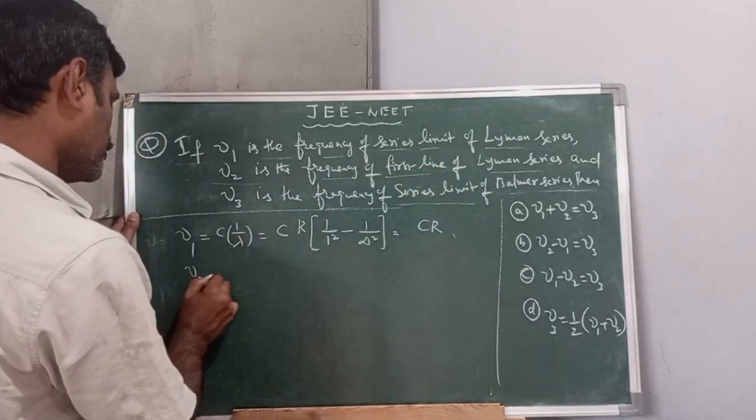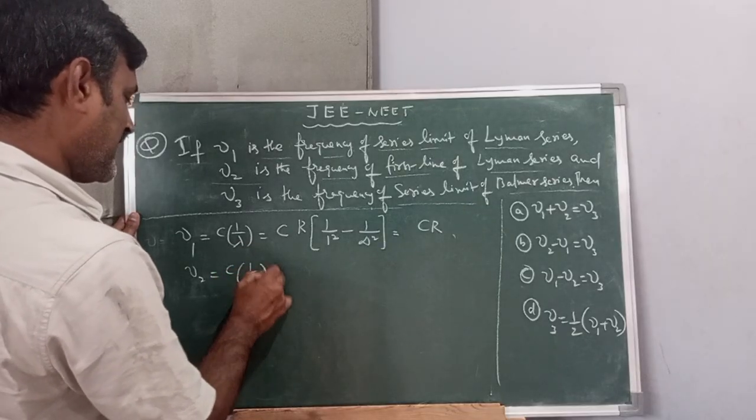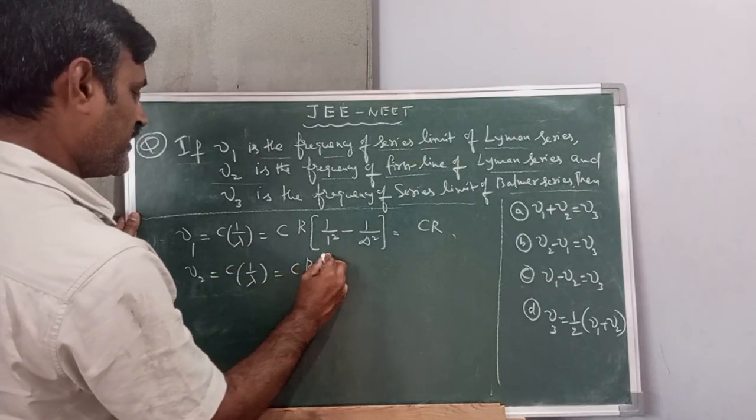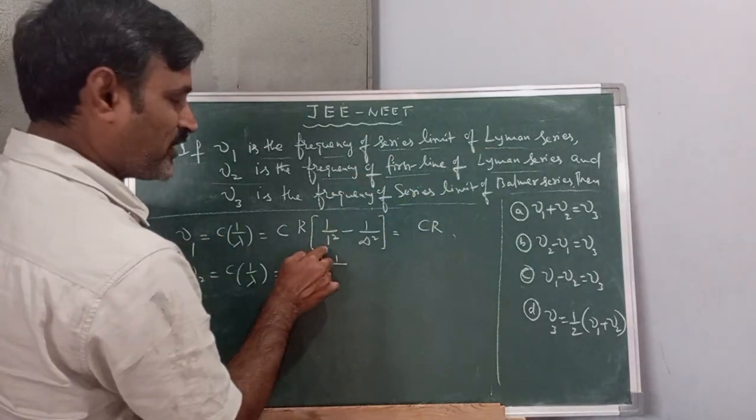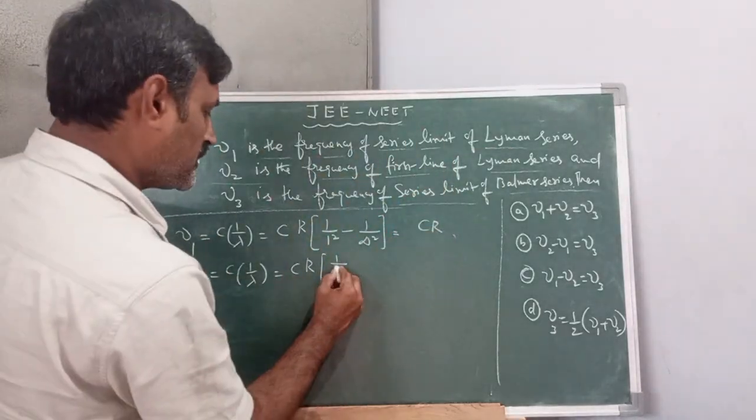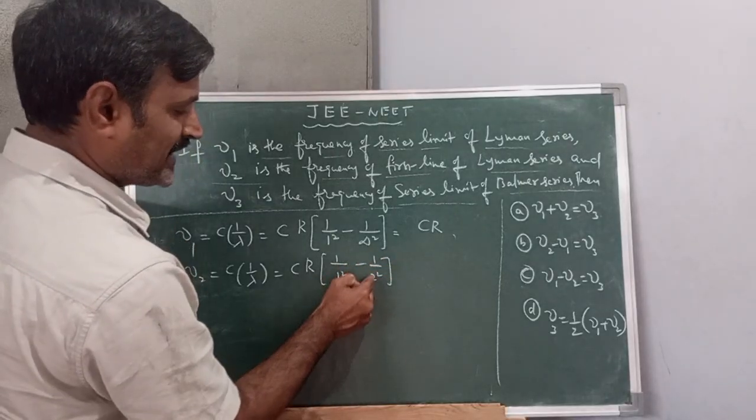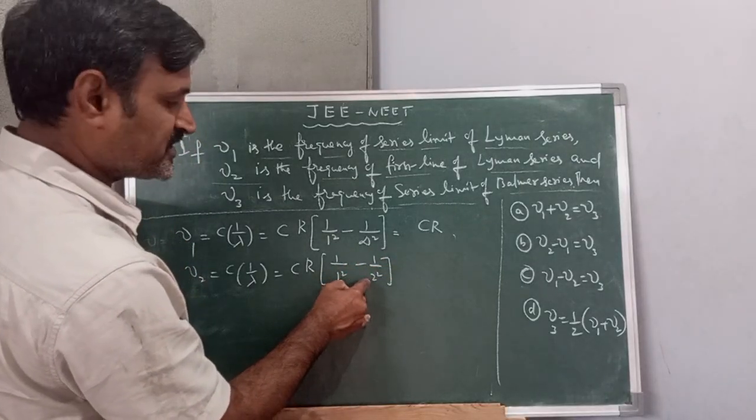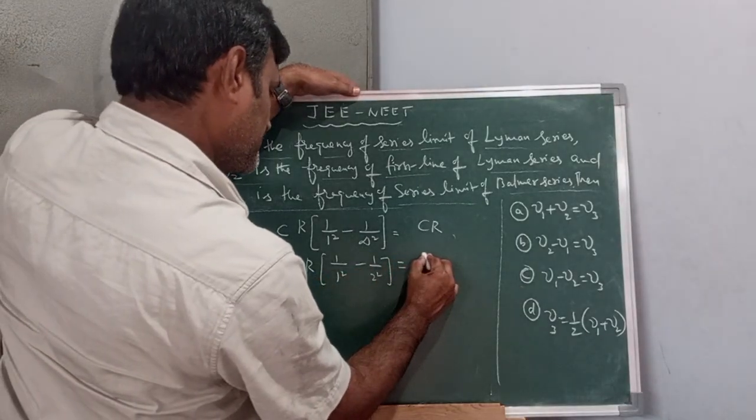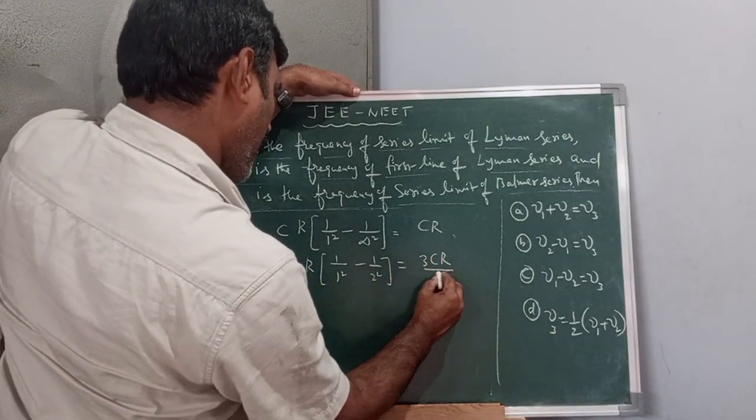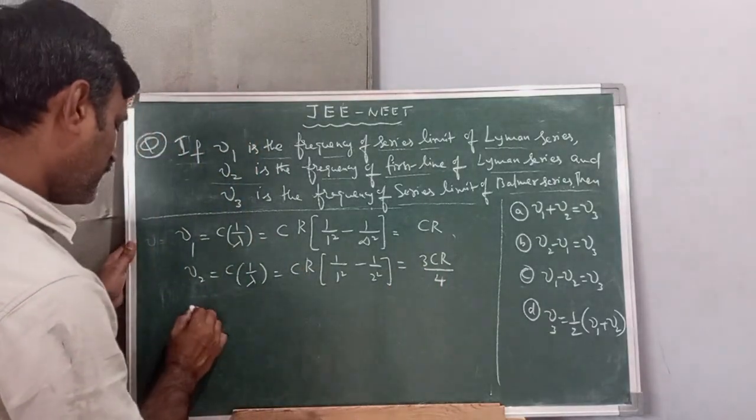What is nu2? Nu2 equals C into 1 by lambda, which is C into R times 1 by 1 square minus 1 by 2 square, because Lyman series first line means n1 is 1 and n2 is 2. So it is 1 minus 1 by 4, which is 3 by 4. So it is 3 into C into R by 4. That is the nu2 answer.